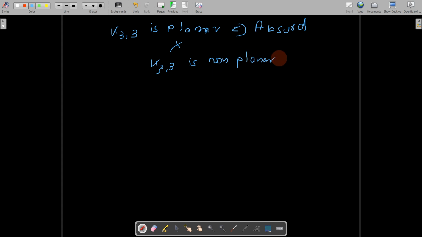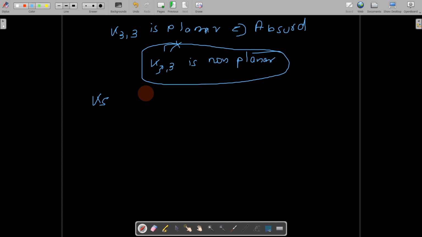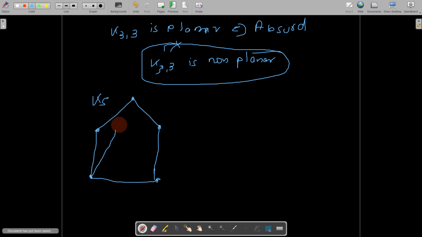Now we will see the next graph, K5, the complete graph on 5 vertices, which is also non-planar. We will first assume that it is planar and then come to some absurdity, which will mean that our initial assumption that K5 is planar is wrong.